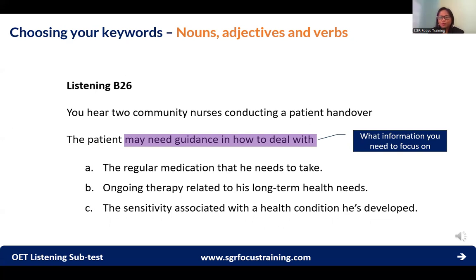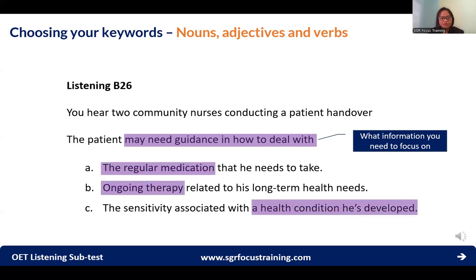Because we've got the word with, that tells you we are looking for nouns. Okay, and our noun on option A is the regular medication. So medication is the noun, regular is your adjective. And then we've got on B, ongoing therapy. And then on C, we're going to talk about a health condition that he's developed. When you say something that he's developed, it means he didn't have it before. This is a new medical problem or a new medical condition.